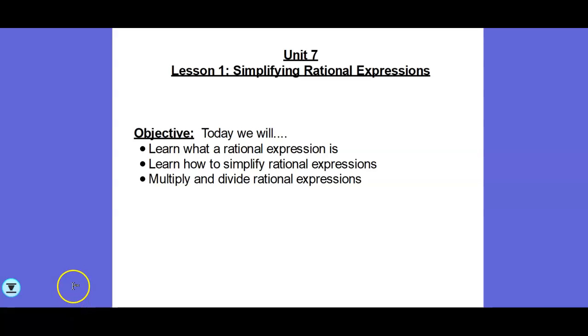Hey guys, welcome to Unit 7, Lesson 1. We're going to talk about these things called rational expressions in this particular lesson. There are a lot of things you could do with them, of course, like any other type of function. But today we're going to be focusing on how to simplify them, multiply them, and divide them. So first of all, let's talk about what a rational expression is.